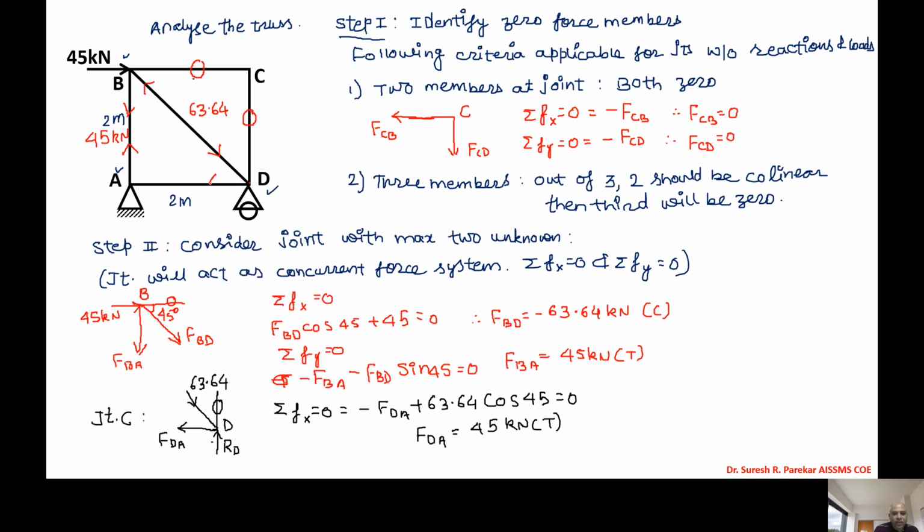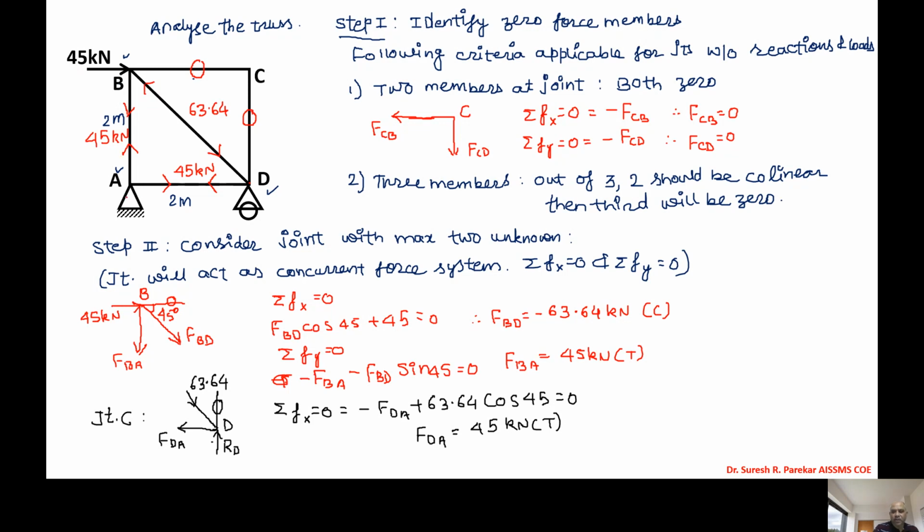So this will be tensile, 45 kilonewtons. These are the forces. Here we need not find the reactions.